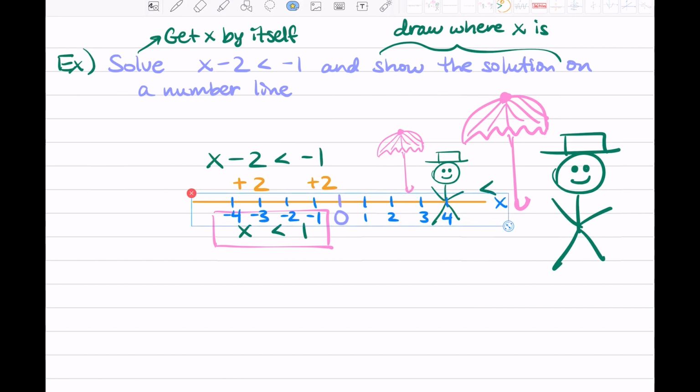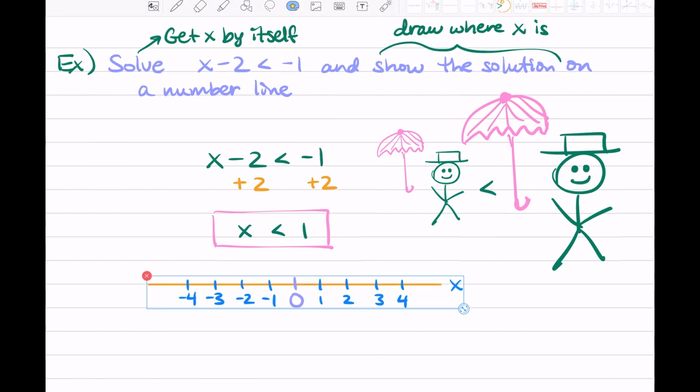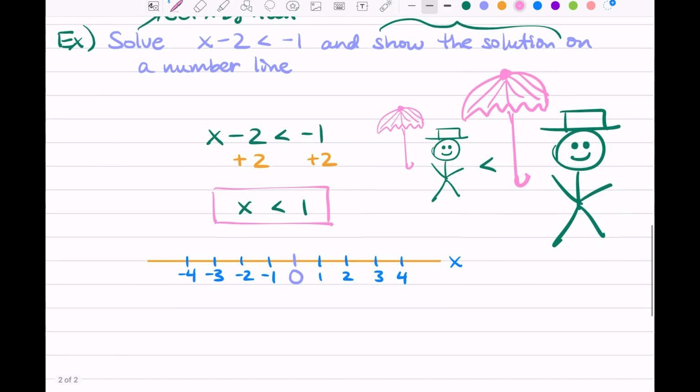So let's put that on our number line. We're told to show the solution on a number line. So we know x is less than 1. It's not equal to 1, so we draw an open circle, and we shade everywhere x could be. You're the detective, and you know that x is somewhere less than 1. And that's it. That is the answer.